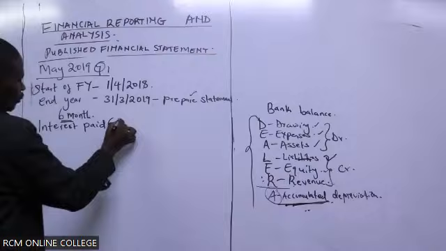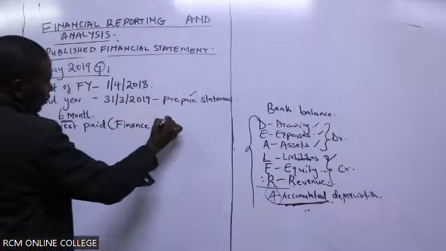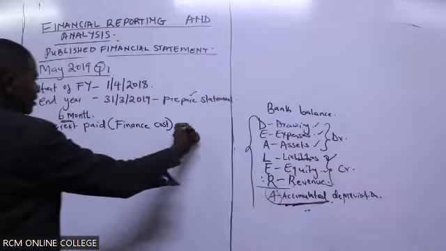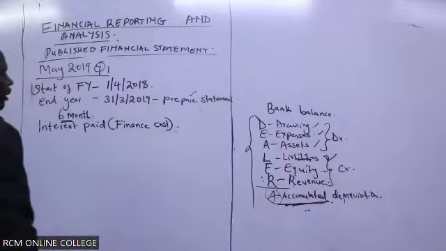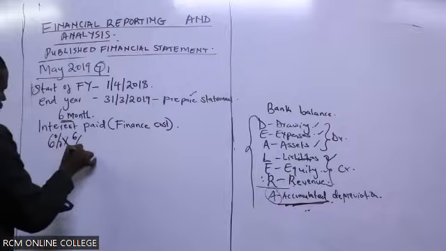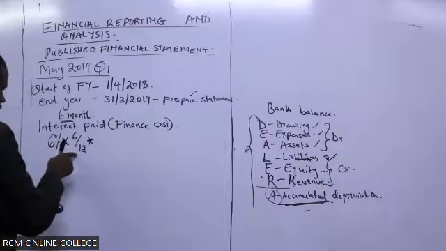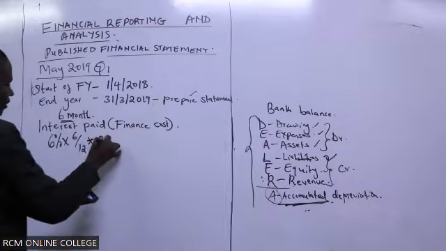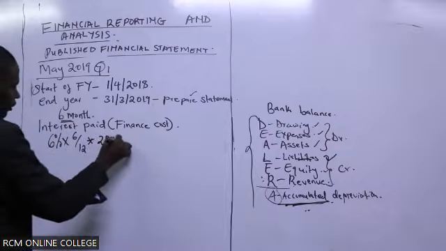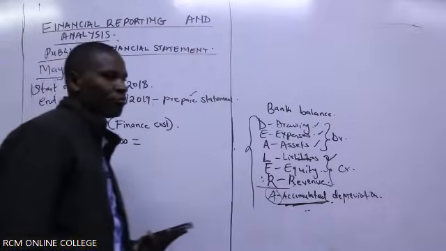So for us to compute the interest paid, or finance cost, remember we need this when preparing our balance sheet as well as the income statement. It will be given by 6% as the rate times 6/12, since it was issued after 6 months, and then multiply by the actual, which was 288,000. Can you give me the interest?